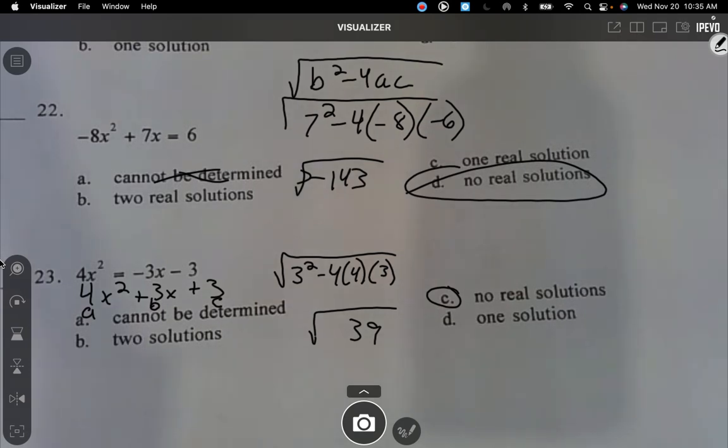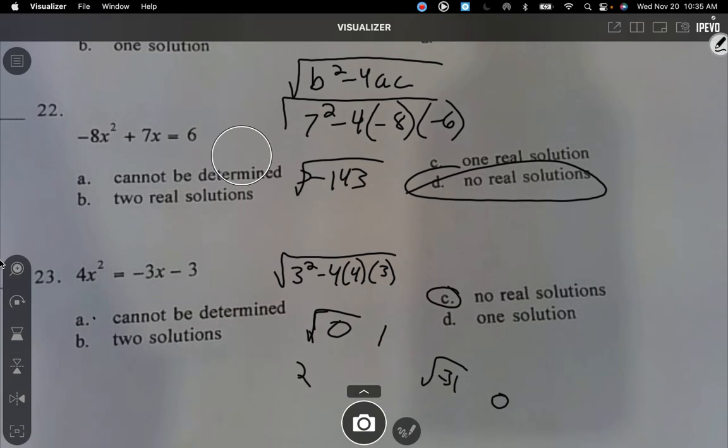When would you get one solution? If this number went to 0, that's one solution. If it has a positive number, it's 2. If it has a negative number, it's none, no real solution. Cannot be determined is not an option.